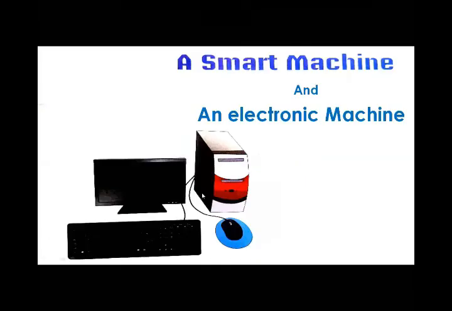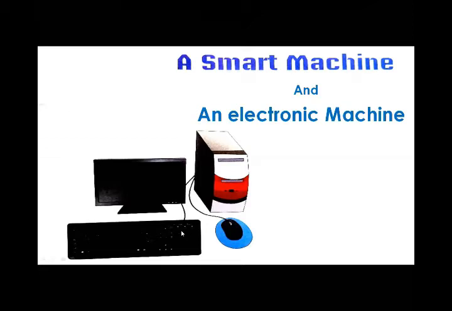We call it a smart machine, and we also call it an electronic machine. Why do we call it an electronic machine? Because it works with the help of electricity. That is why we call it an electronic machine. I hope you all have understood the difference between a machine and a smart machine.